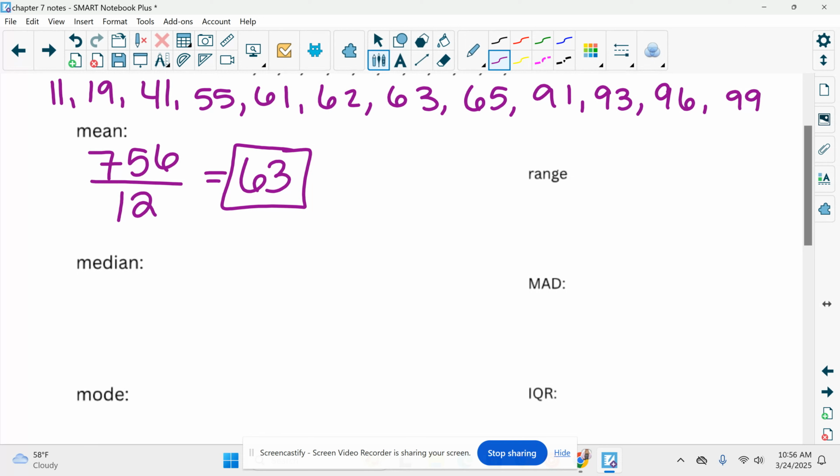Alright, range. How do I find range? Everybody should have their hand raised because it's on this paper right here. How do I find range? Harrison. Look at the paper if you need to. Range.